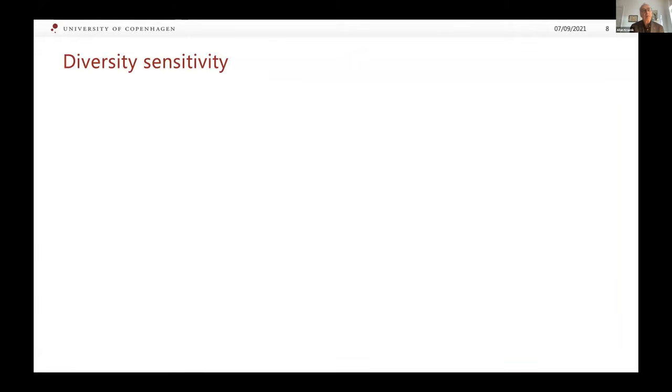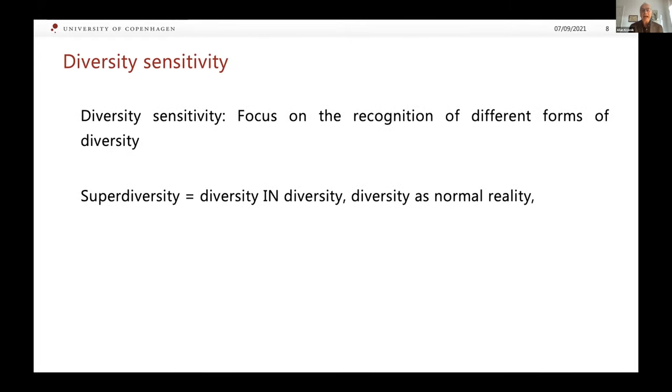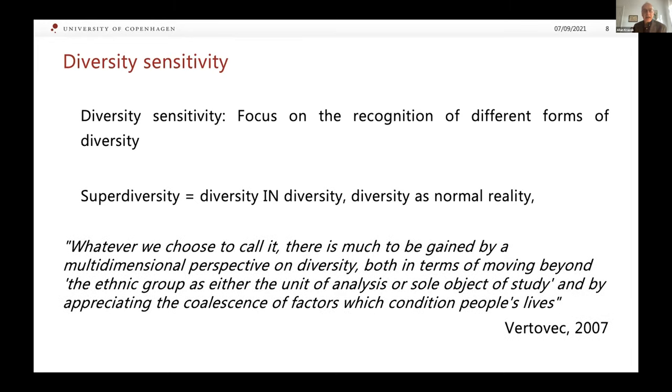Instead, many have started talking about diversity sensitivity as a concept that incorporates the cultural competences, but has a much broader perspective by having a focus on the recognition of different forms of diversity, and also recognizing the issue of superdiversity, which is diversity in diversity, diversity as normal realities, and which could be explained by this citation from Vertovec: whatever we choose to call it, there's much to be gained by a multidimensional perspective on diversity, both in terms of moving beyond the ethnic group as either the unit of analysis or sole object of studies, and by appreciating the coalescence of factors which condition people's lives.